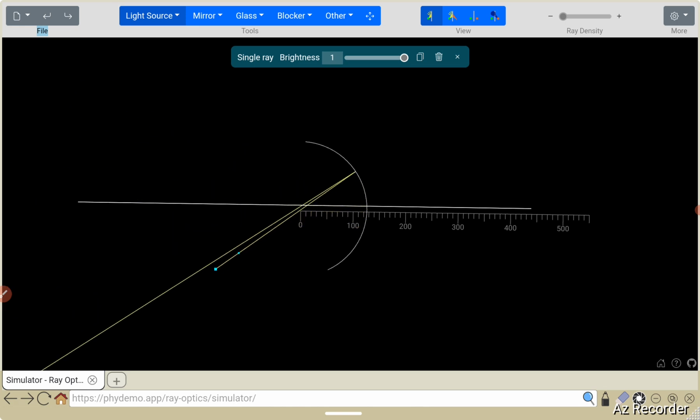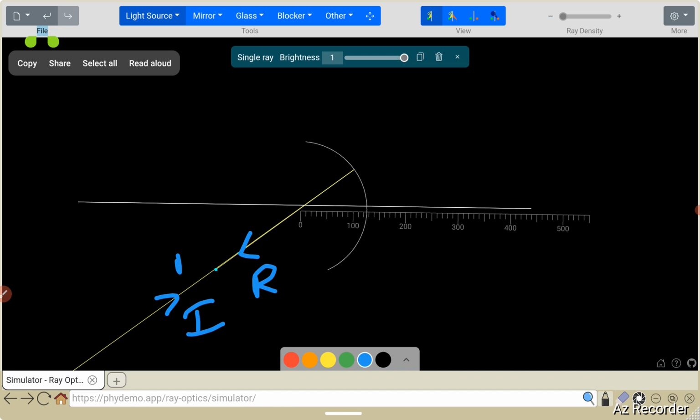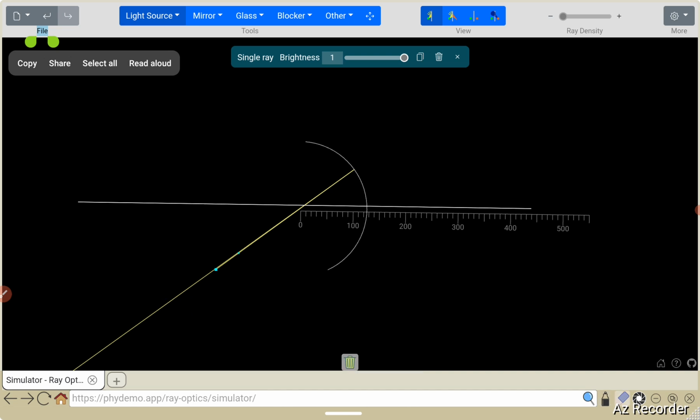Because if the light ray is incident through center of curvature, that is normal incidence in any mirror like spherical mirror, concave or convex. This is I and this is R and this is the normal. Understood? So this is the third ray rule. Whenever the light ray is incident through center of curvature, it retraces its own path. Now let us see the fourth ray rule.